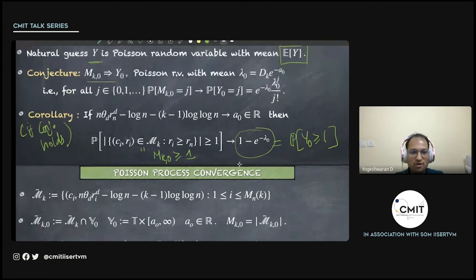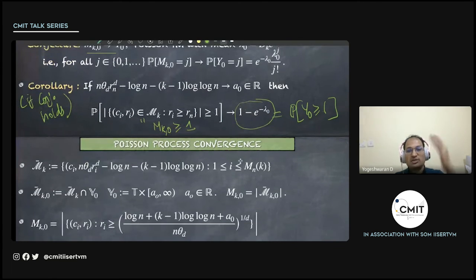Before even going to the rate of convergence, let me go to a higher level, more abstract question. What is the abstract question? Define this new set of points, M_k bar. What am I doing? I'm taking each of the critical points c_i, r_i. Remember, let me mark here.